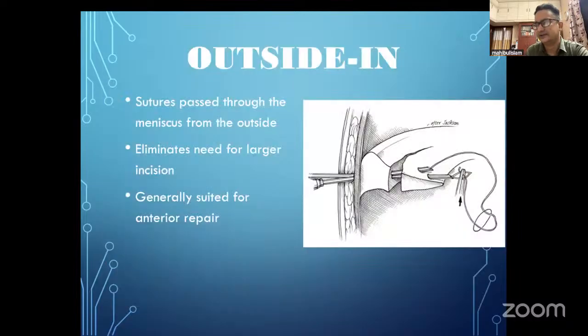Now coming to the next technique is the outside-in technique. Outside-in meniscus repair is ideal for anterior horn and middle body tears. Needles are passed from outside the joint through the meniscus, and sutures are tied externally. This technique often requires precise control, minimal invasiveness, and reduces potential risk of posterior structure injury, making it especially useful for smaller or anterior peripheral tears.